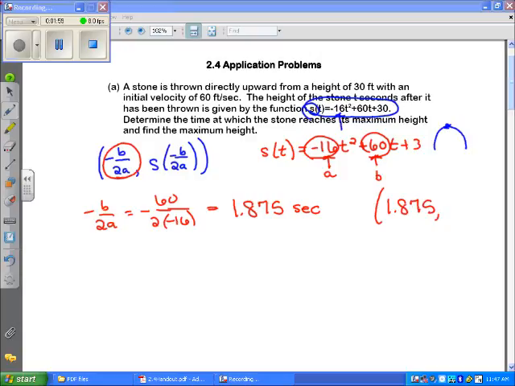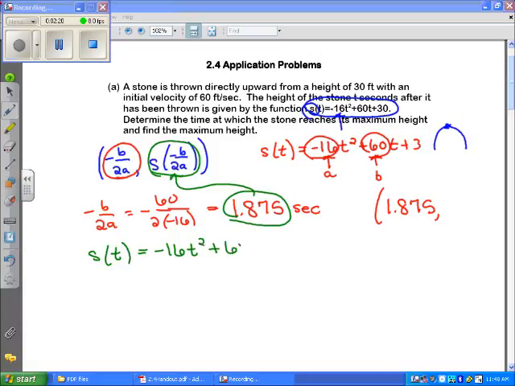Now let's actually find the maximum height. The maximum height is found by taking the value at which the function is at its maximum and plugging it into our function. So here's s of t again. I'm going to plug in 1.875 for t.